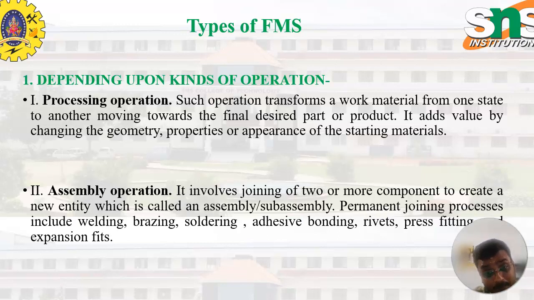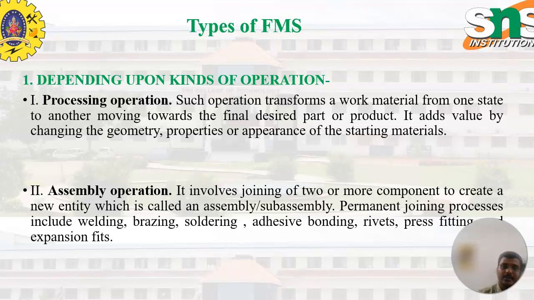Assembly operations come after the completion of the processing operations, where after completing the product we make an assembly. It involves joining two or more components to create a new entity, which is called an assembly or subassembly. Permanent joining processes include welding, brazing, soldering, adhesive bonding, rivets, press fitting, and expansion fits. These two are the main types in FMS. The processing operations and the assembly operations help to make the product easily and with quality.